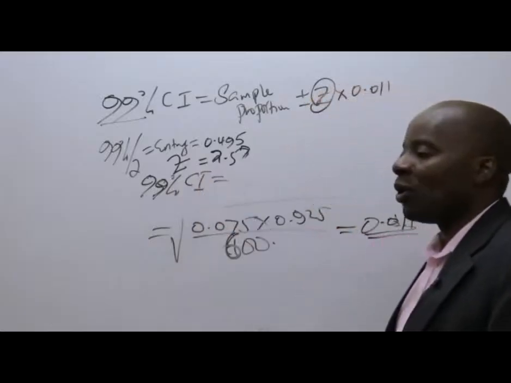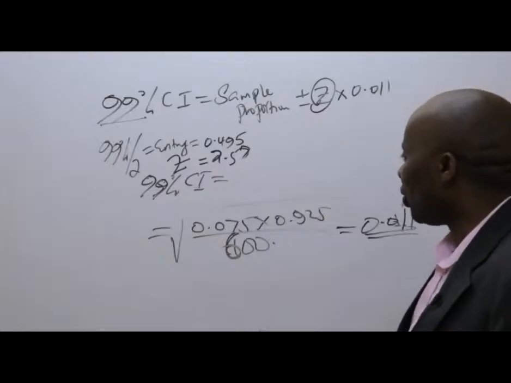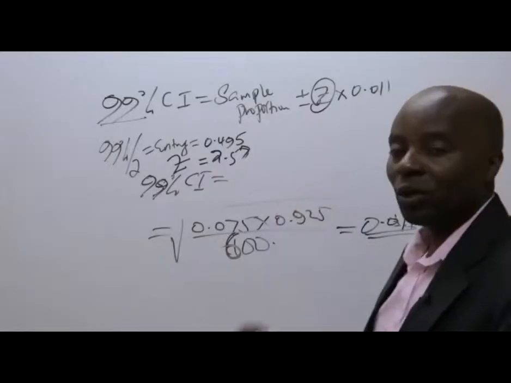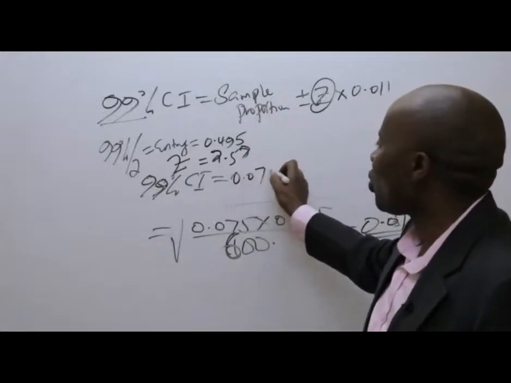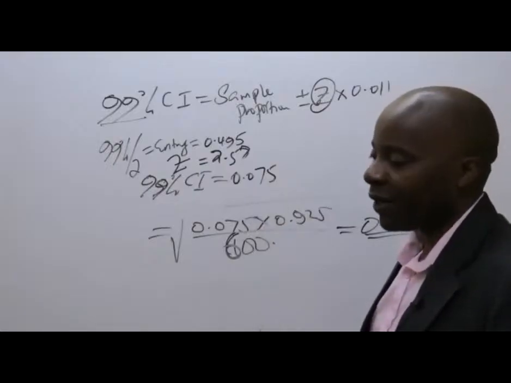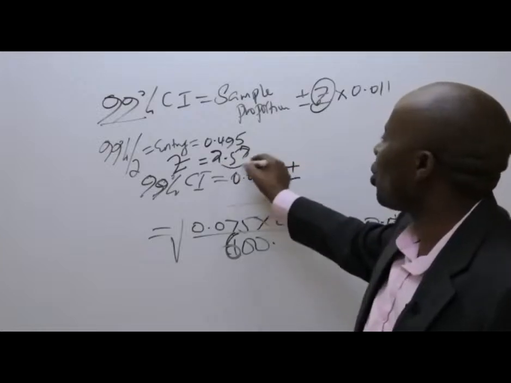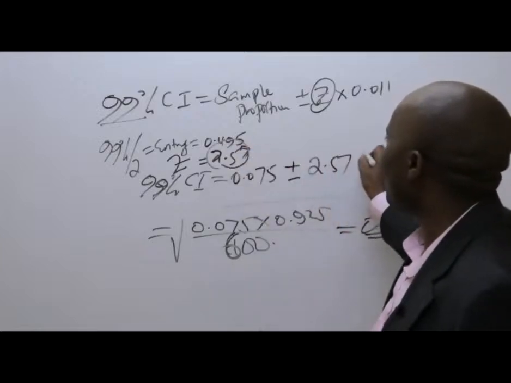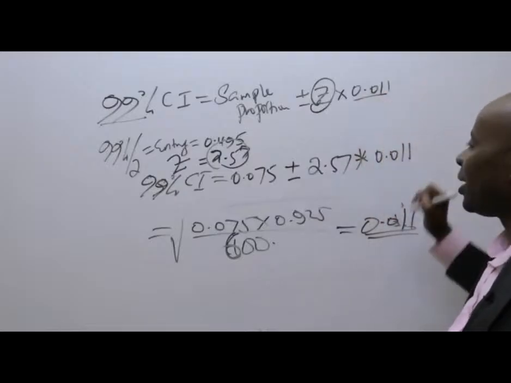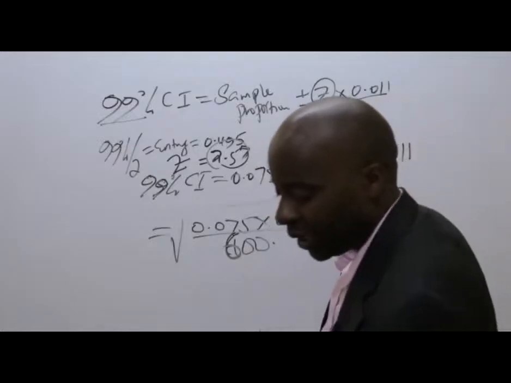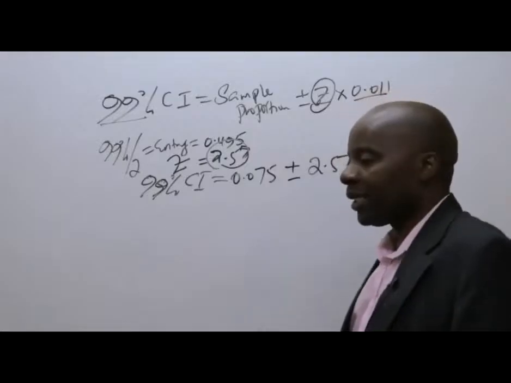This will be equal to the sample proportion you guys had given me, 45 over 600, which is 0.075, plus or minus the Z score that you've been able to read, which is 2.57, times the standard error, which is 0.011. So could you kindly go ahead and give us the lower limit and the upper limit?